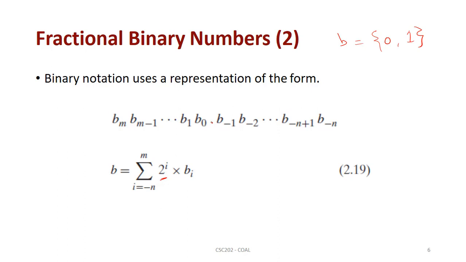If this is the position of the point, then any bit towards the right of the point will be multiplied by 2 to the power minus n, and towards the left-hand side it will be multiplied by 2 to the power 0, and 1, 2, 3, and so on.